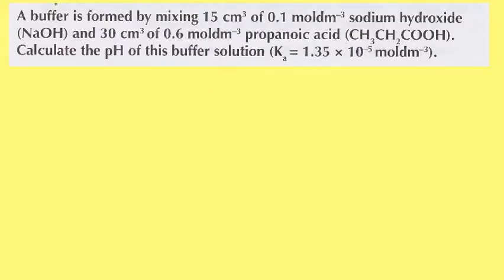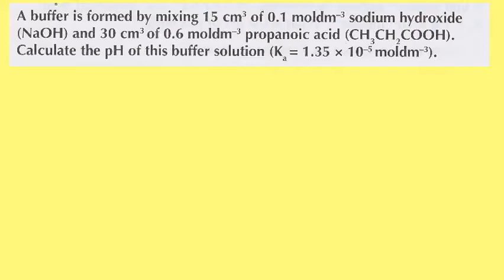Okay, the best way to understand this is to look at a worked example. Okay, and we have one. So we have a buffer being formed by mixing 15 cm cubed of our strong alkali, that's 0.1 mole per dm cubed of sodium hydroxide, and we're mixing that with the weak acid. So we've got 30 cm cubed of 0.6 mole per dm cubed of propanoic acid, and the question wants us to calculate the pH of this buffer solution.